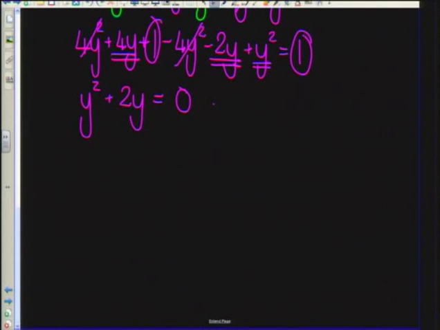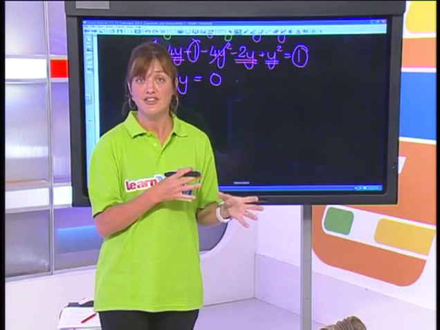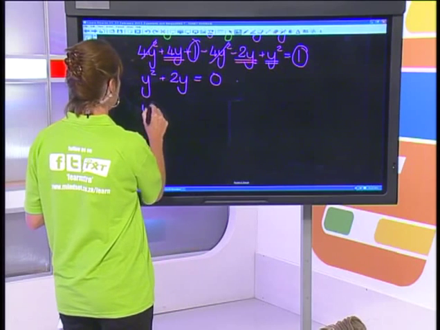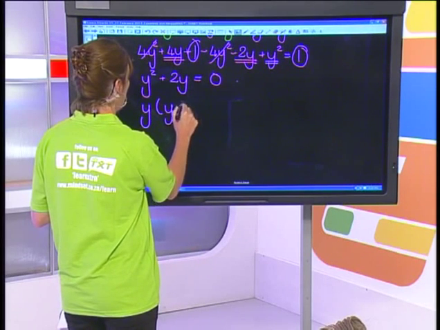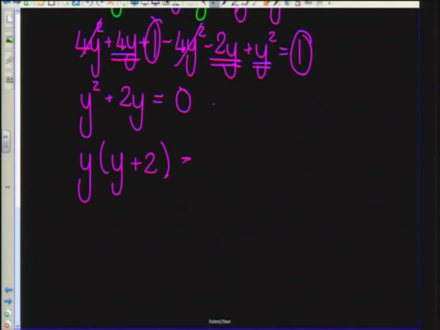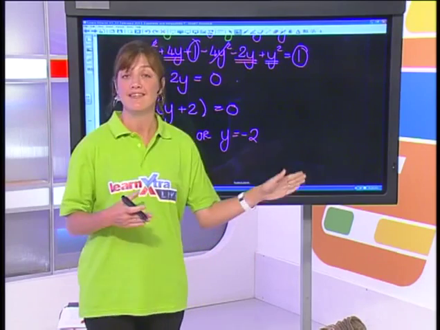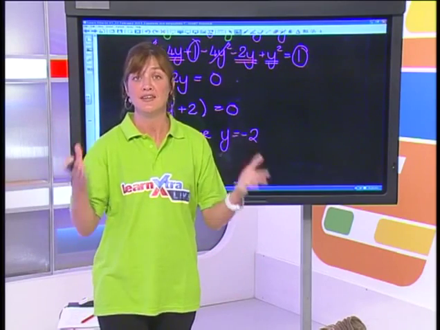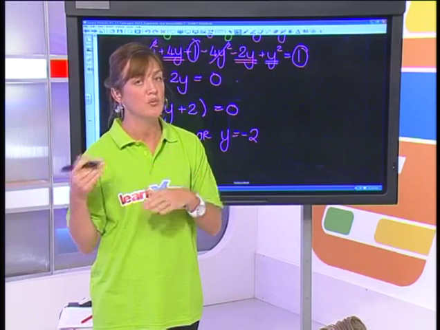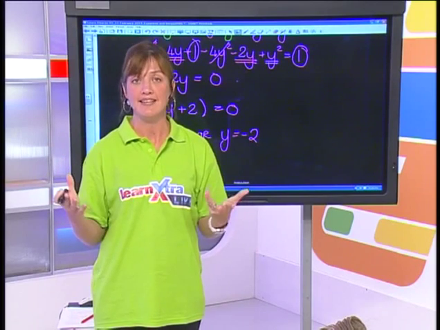Now it looks a lot simpler. We're going to factorize it by taking out a highest common factor. So we're going to have y times (y plus 2), which is equal to 0, giving me two answers for y. I've got a 0 or I have got a negative 2. And finally, what do we have to do to find our x? We take our two answers for y and we substitute them back into either equation 1 or equation 2 to get the values for x.